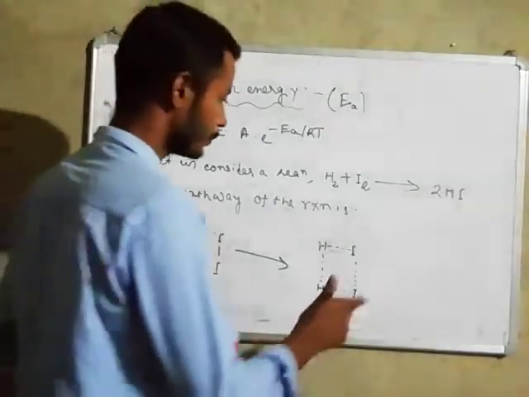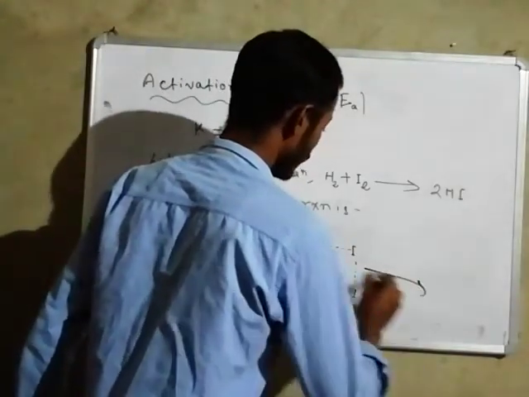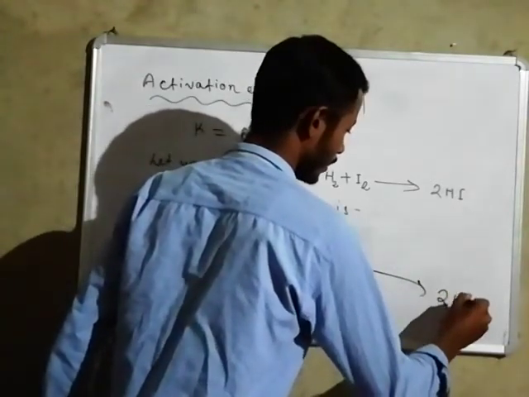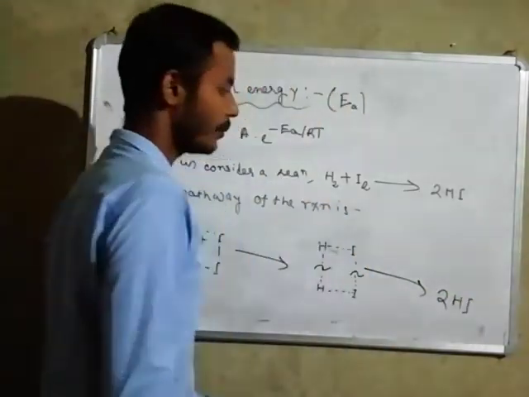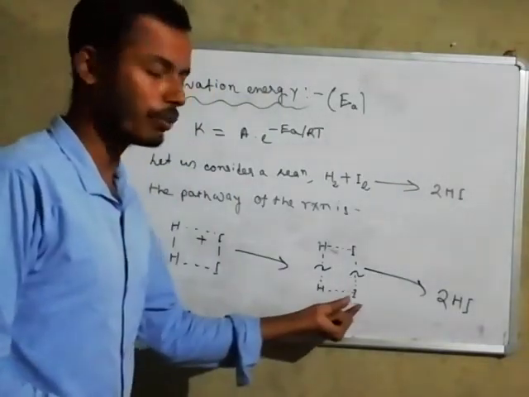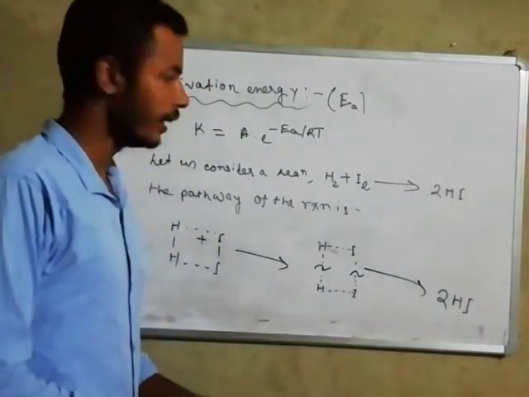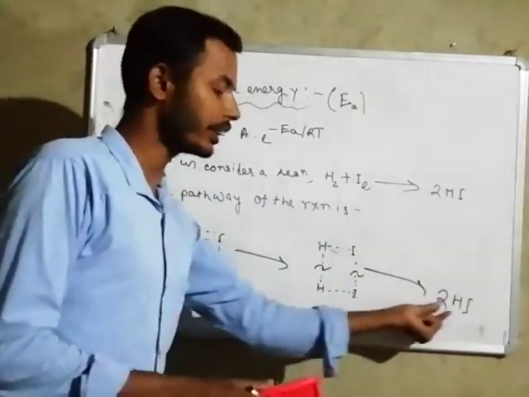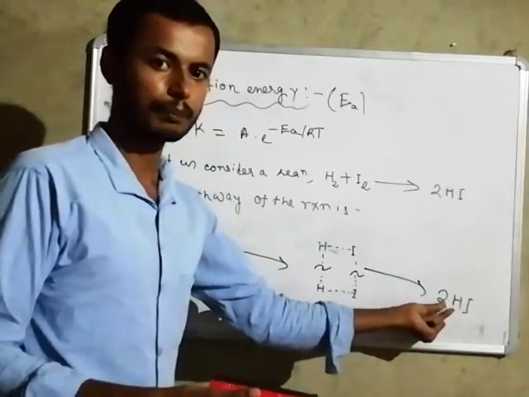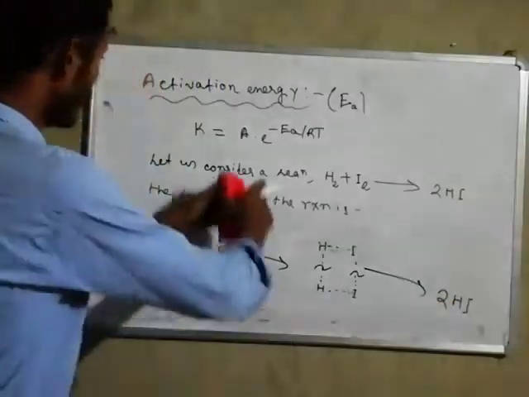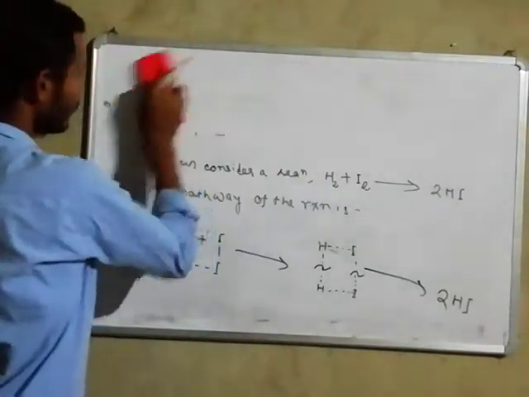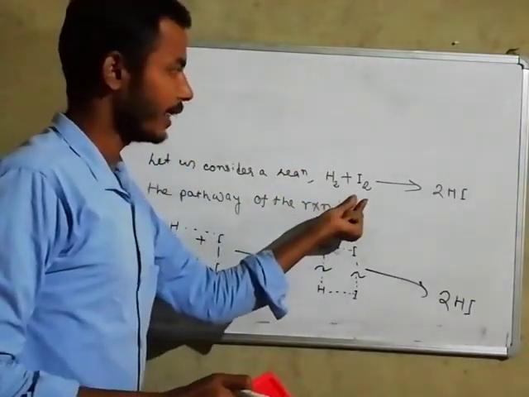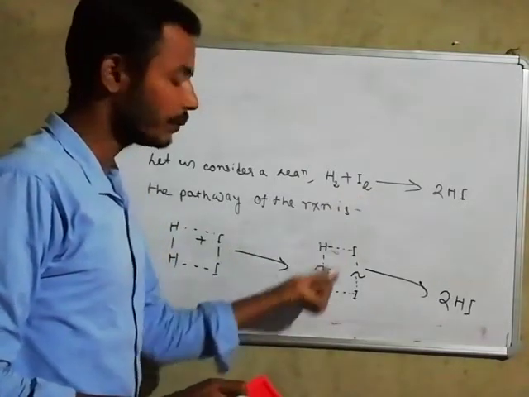So finally, this will dissociate and give 2HI. So what is an intermediate? It is a substance that is formed before the product. And if the intermediate decomposes and dissociates, it will give the final product. Now look, when hydrogen and iodine react, it does not directly give the intermediate.